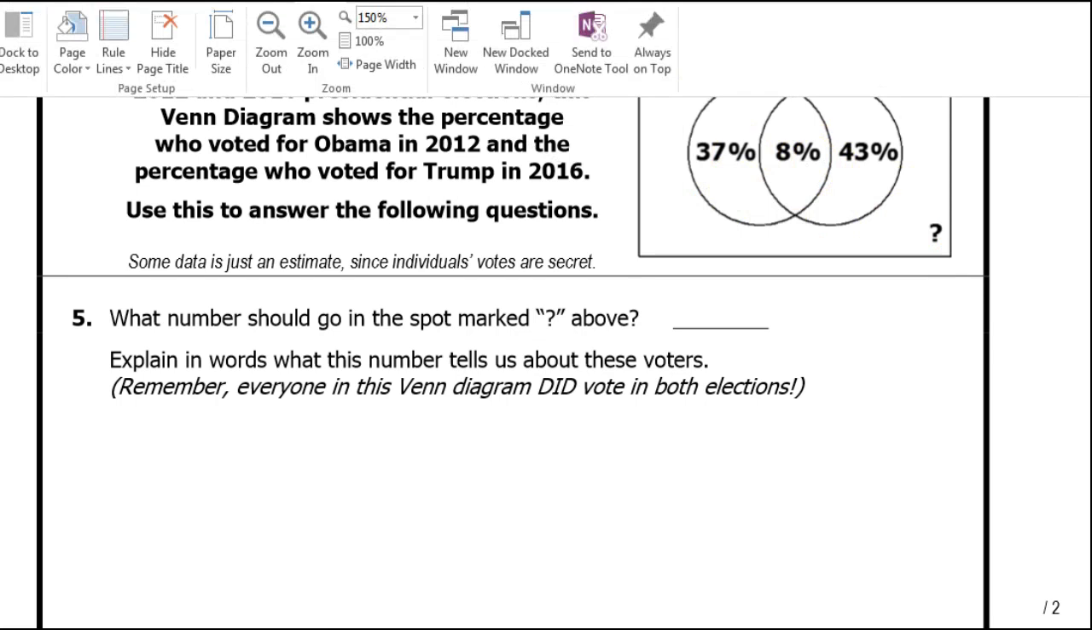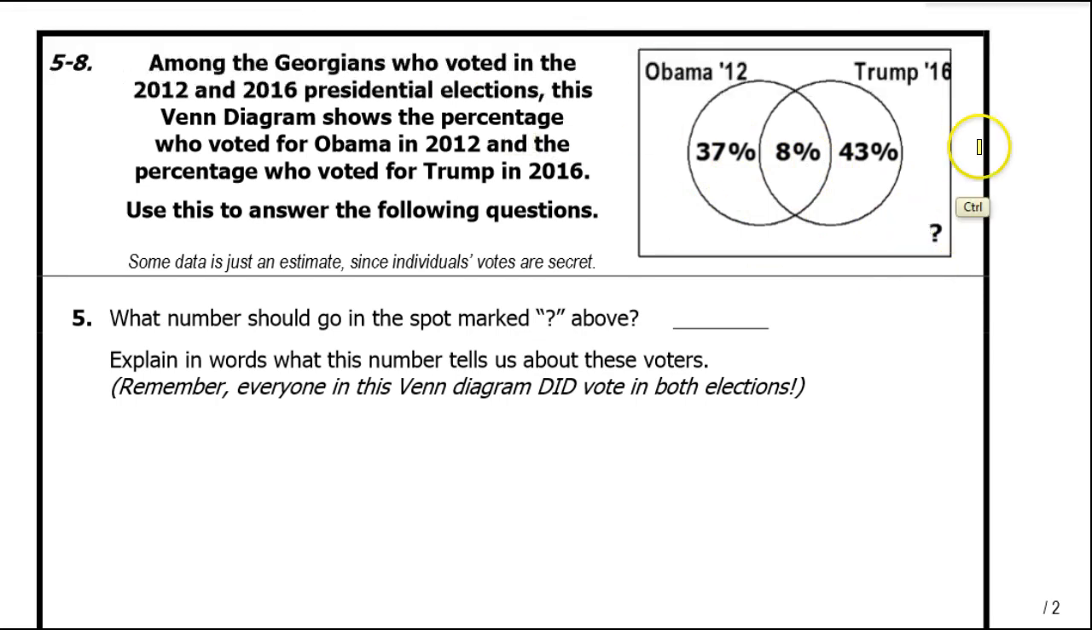Another big hint that this does not represent people who didn't vote at all is the description of the diagram. The first thing it says is, among the Georgians who voted. So this is strictly a picture of people who voted in these two elections.